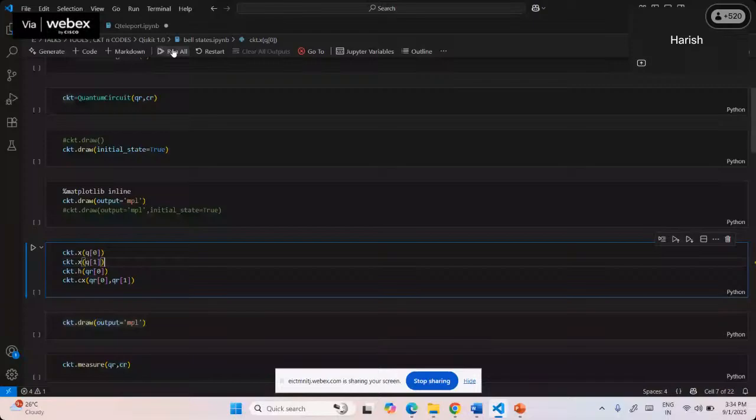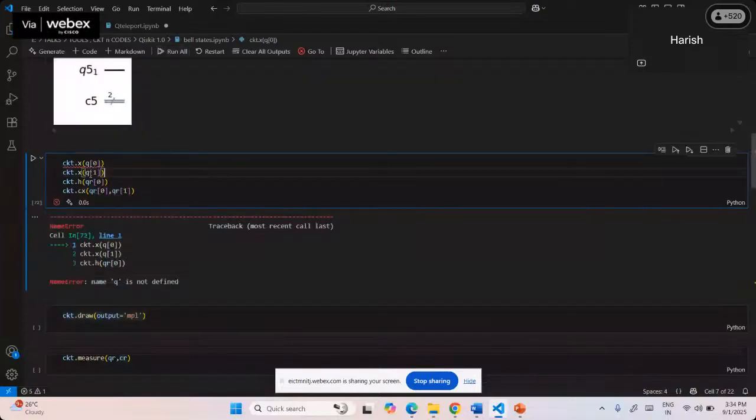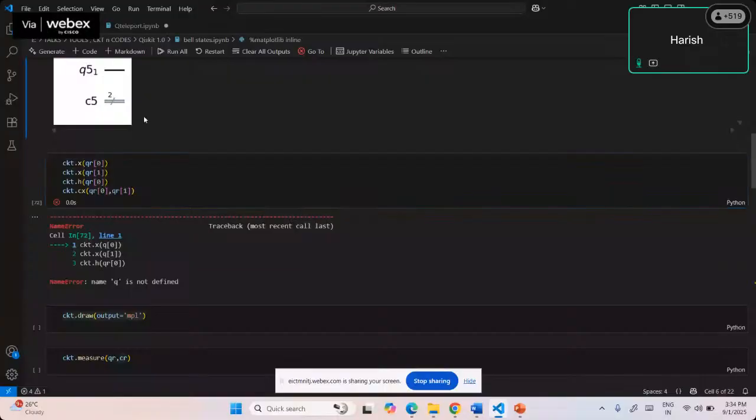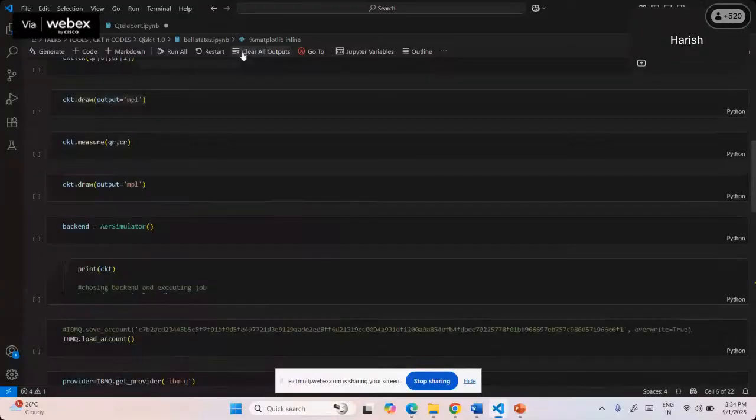So circuit dot Q0. So the name is QR, not Q. Quantum registers. Yeah. So this circuit dot X QR of 1 means on the second qubit you are applying X gate of the circuit. Clear all outputs and run again.